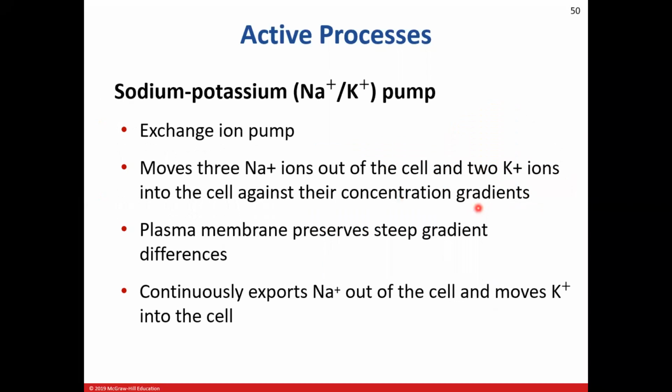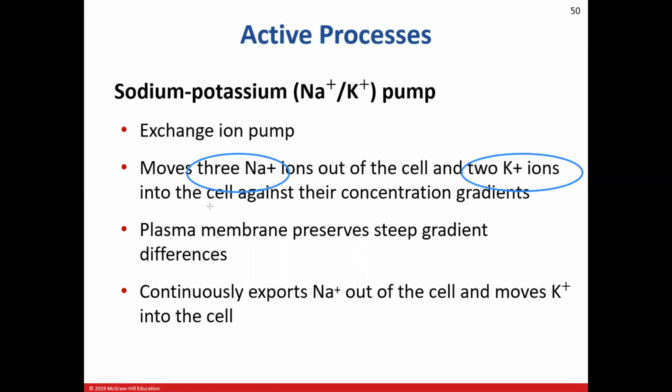We also look at the sodium-potassium pump, and this is one of these examples. This is an exchange ion pump. And so what it does is it moves 3 sodium ions out of the cell and 2 potassium ions into the cell. So again, 3 sodium ions and 2 potassium ions.